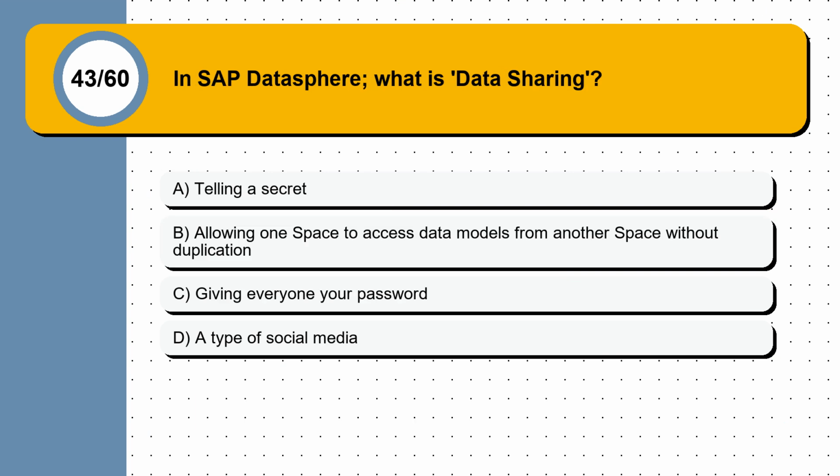Question 43. In SAP Datasphere, what is data sharing? Option A, telling a secret. Option B, allowing one space to access data models from another space without duplication. Option C, giving everyone your password. Option D, a type of social media.